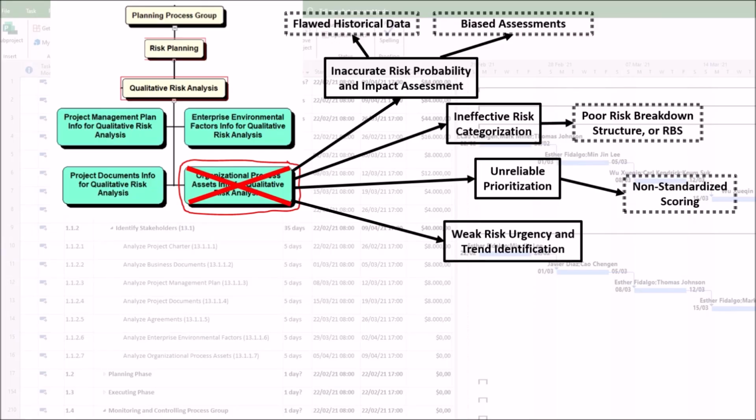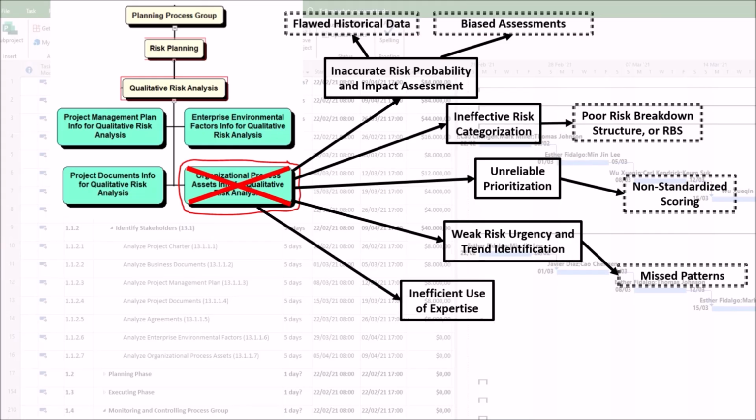4. Weak risk urgency and trend identification. Missed patterns. Past risk data can reveal patterns. Certain risks tend to materialize in specific phases. Poor analysis misses these trends, preventing proactive management of urgent risks or risks with near-term triggers.